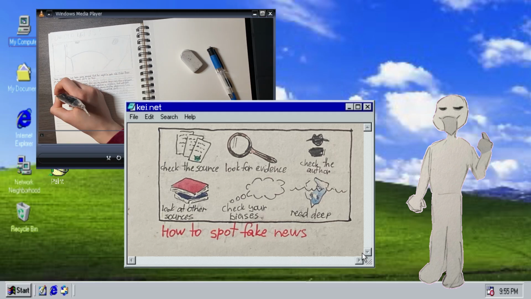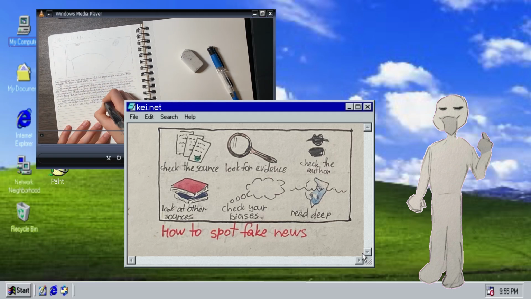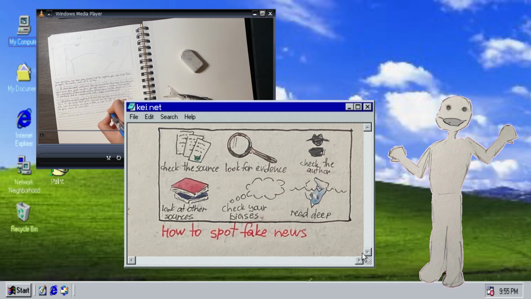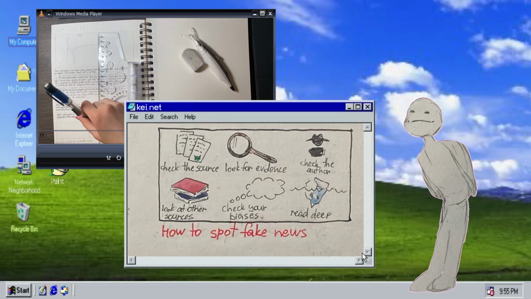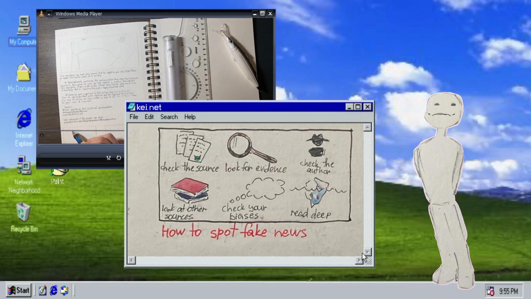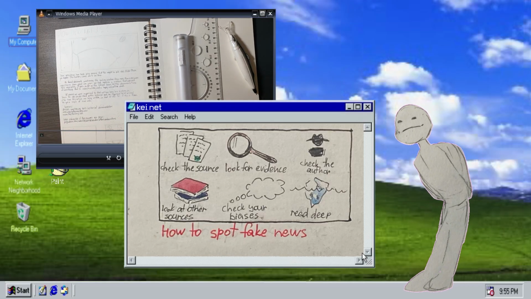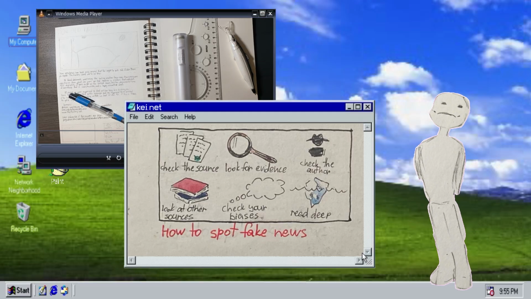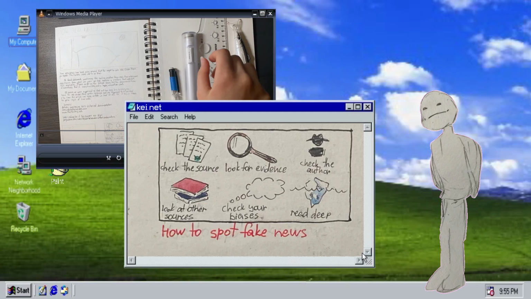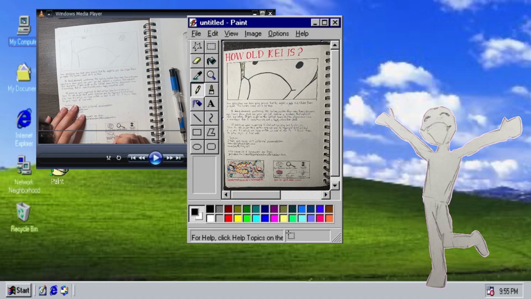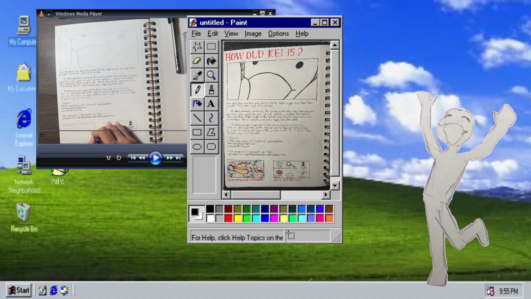Next is check your biases. Everyone got biases. That's a fact. Are your biases conflicting with the way you're viewing the article, the information, or whatever? And the last one is read deep. And by that I mean, don't skim the article, think about it. Read it thoroughly. Read beyond the headline because sometimes headlines are exaggerated just to get your attention. So yeah, that is it for this page. Let's move on to the next topic.